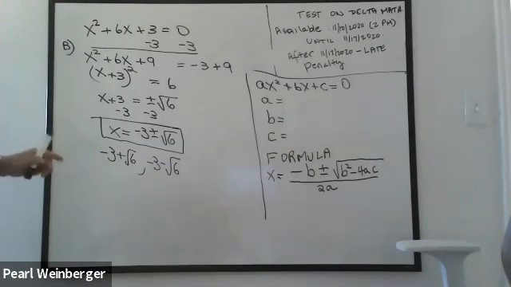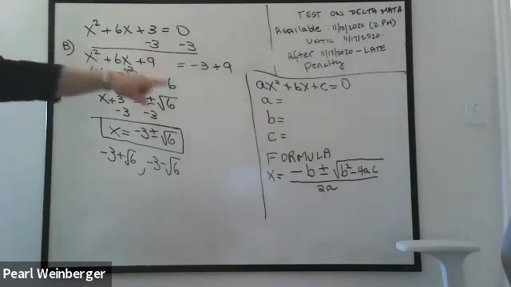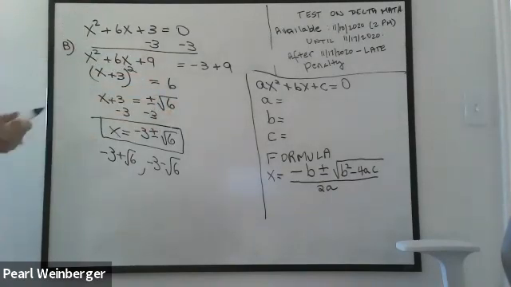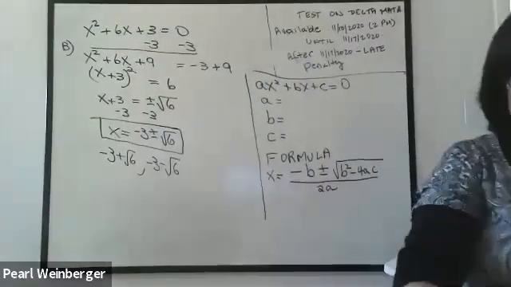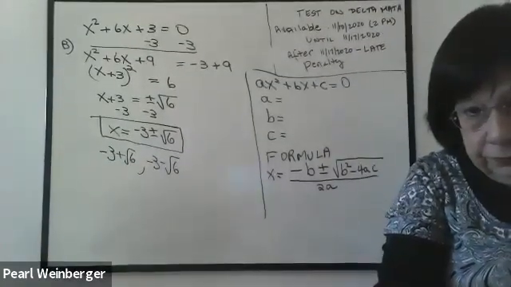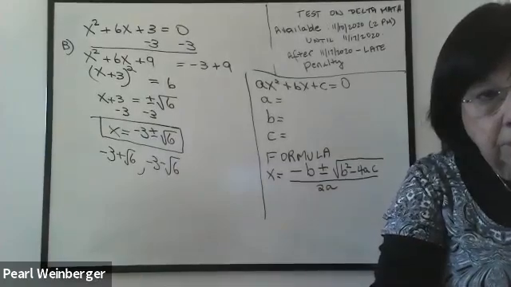Okay, so this is the completing the square method. I'm now giving you a few minutes to do this exact problem using the formula. We'll go over that in a minute. While you're doing that, I will take attendance. And let's go on.